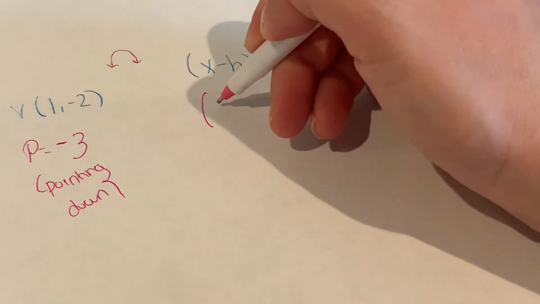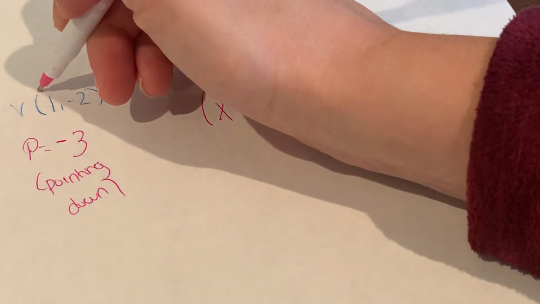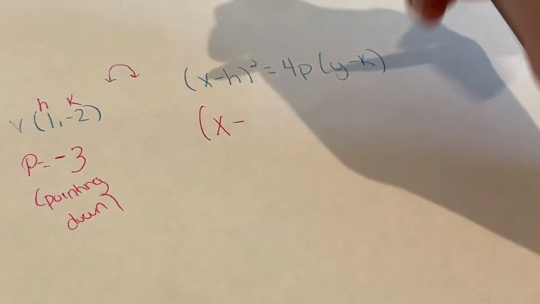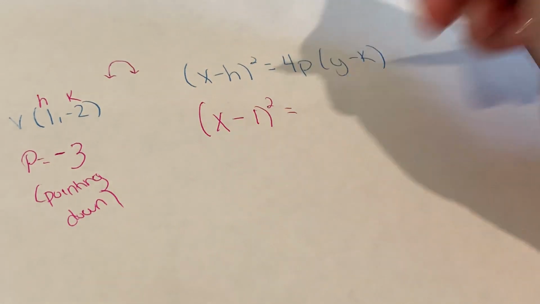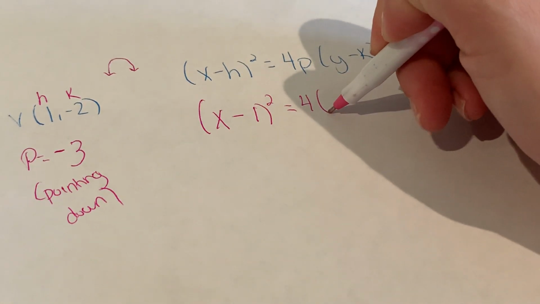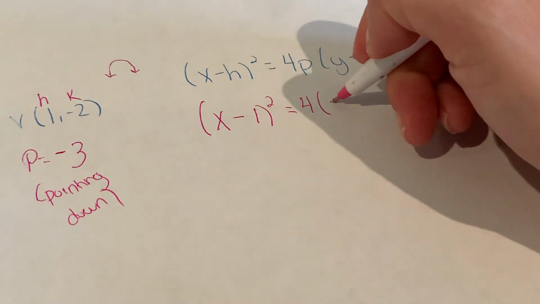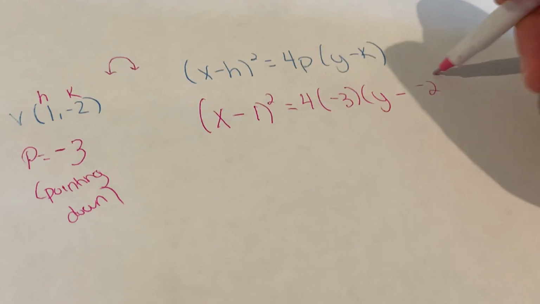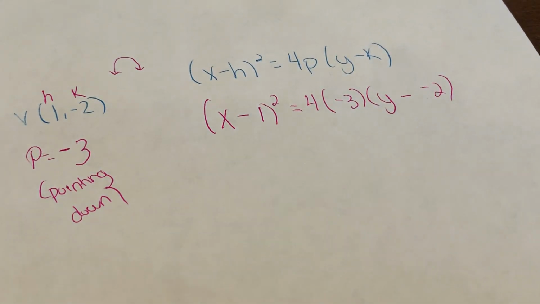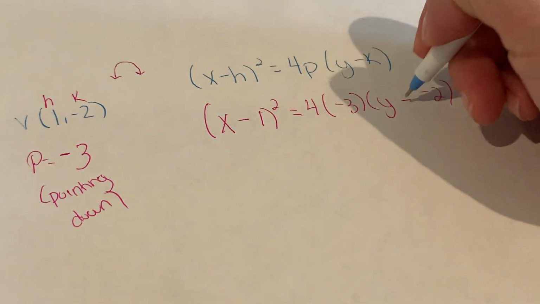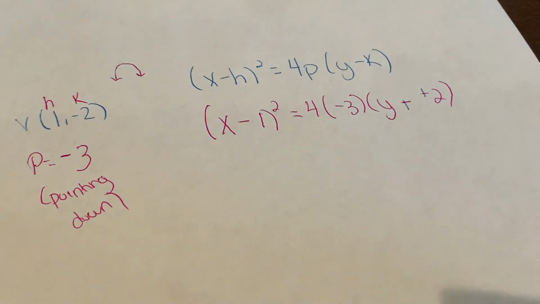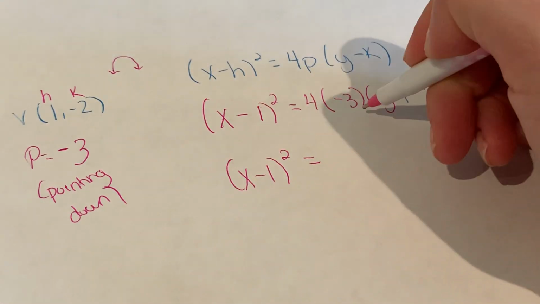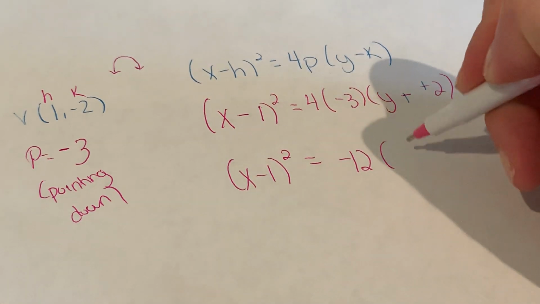So now I'm going to just put the information in and clean it up. So we're going to come over here, x minus your h and your k come from your vertex. So your h is a 1, close it squared, equals 4 times your p. Your p is your negative 3, times y minus your k. Your k is negative 2. Then we're just going to clean it up. Don't forget, 2 negatives go to a positive. So my final answer is going to be x minus 1 squared equals 4 times negative 3 is negative 12, and then y plus 2.